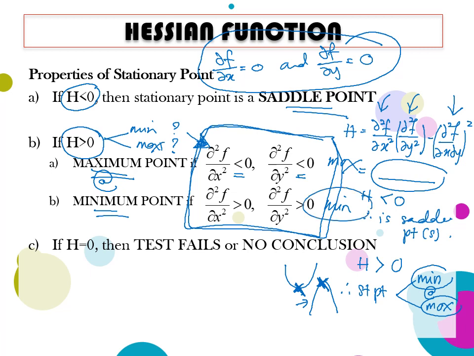And if you find out that your Hessian is equal to 0, you can conclude that there is no conclusion. So the test has failed. Okay, your test has failed. You have no conclusion whenever your Hessian is equal to 0.